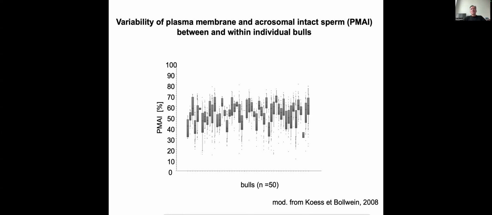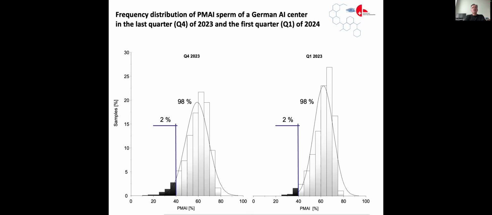Therefore, we are examining each ejaculate from the AI station. For one AI station, for example, we are examining 5,000 sperm samples per year. And here, for example, are the results from this quality control that I got last week. We controlled, for example, this AI station in the fourth quarter of 2023 and the first quarter, sorry, it should be 2024, it's a mistake.